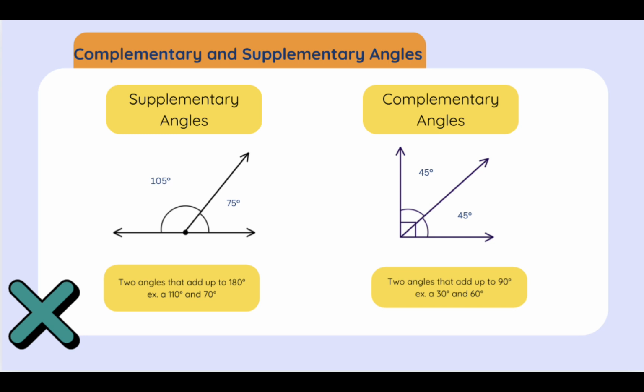Then looking at the complementary angle, that is 2 angles that add up to 90 degrees. In the picture, it shows 2 angles that are each 45 degrees. 45 plus 45 equals 90 degrees.